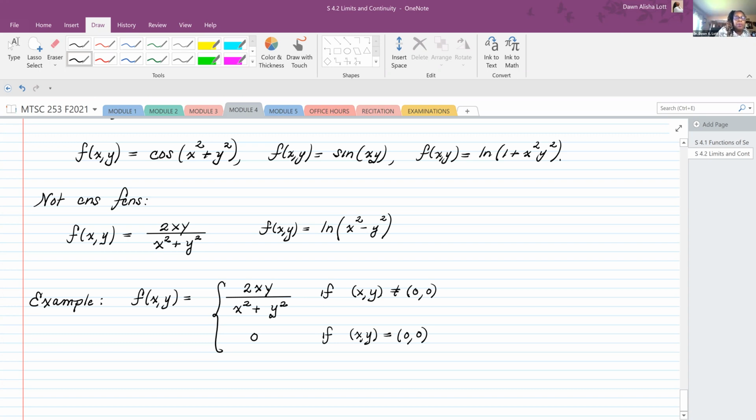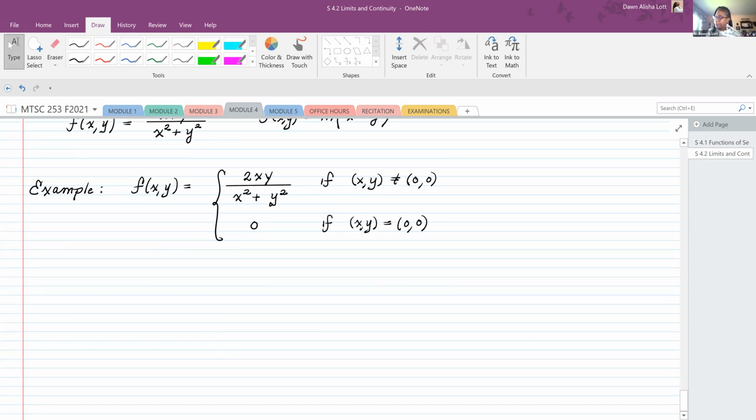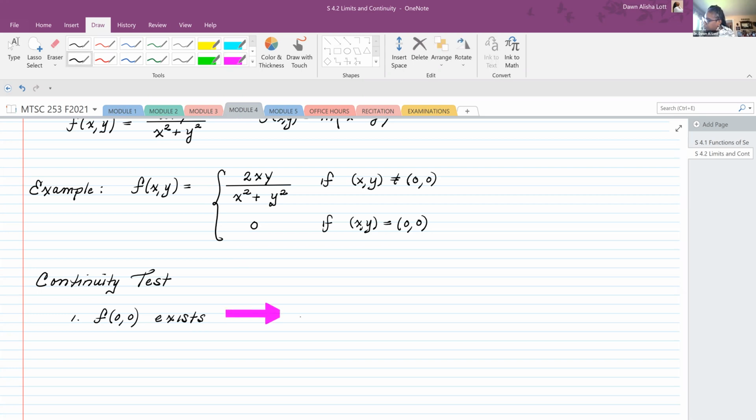Okay, so in order to show continuity, we have to do the continuity test. And the continuity test is as follows. 1, we have to show that f of 0, 0 exists. Well, it does. f of 0, 0 is defined to be 0.